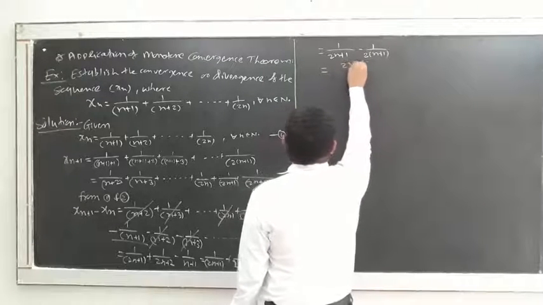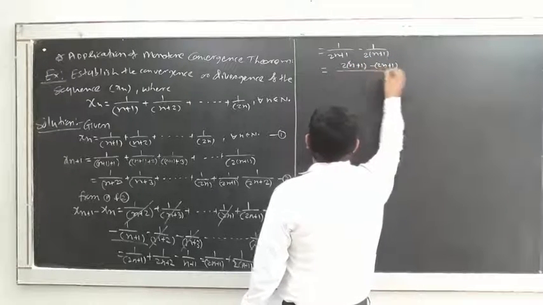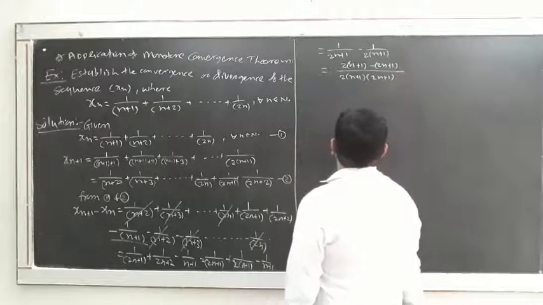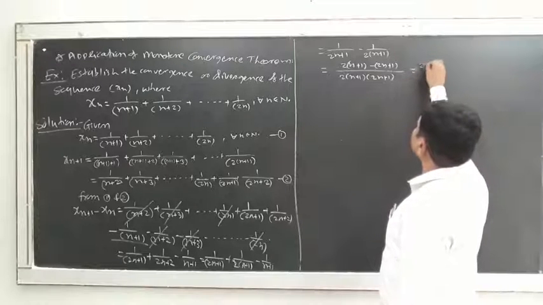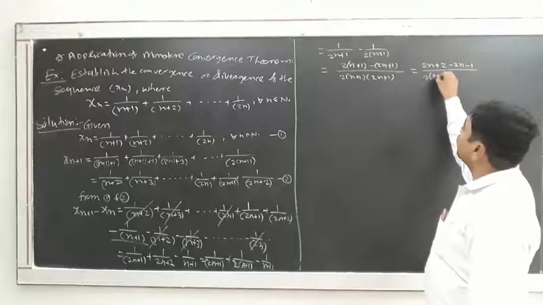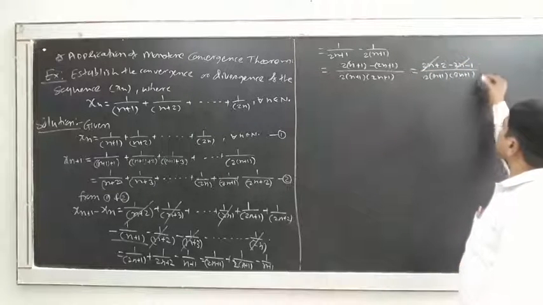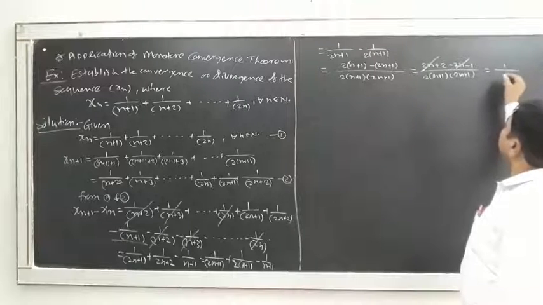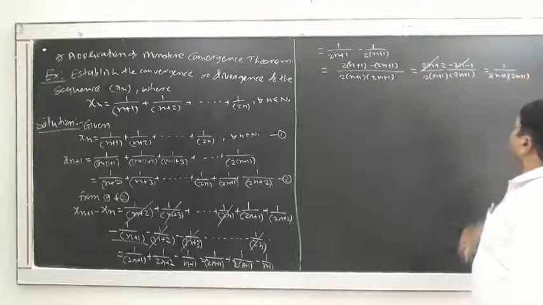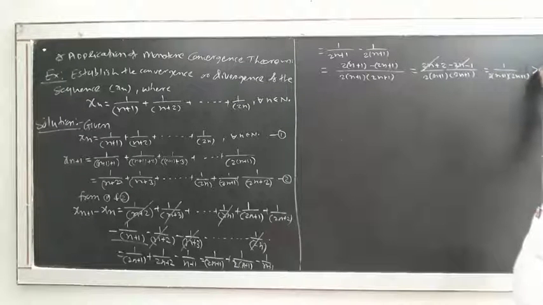Then what are you getting? 2n plus 1 minus 2n plus 1 upon 2n plus 1 into 2n plus 1. So do simplification. What are you getting? 2n plus 2 minus 2n minus 1 upon 2 into n plus 1, 2n plus 1. Now if you see here, this will get cancelled, and what is remaining? 1 upon, this 2 minus 1 is 1, 2 into n plus 1, 2n plus 1. Now if you see, this n is positive, therefore it should be greater than 0.